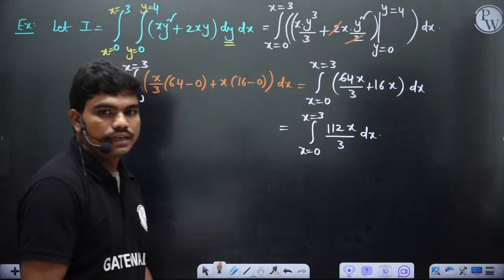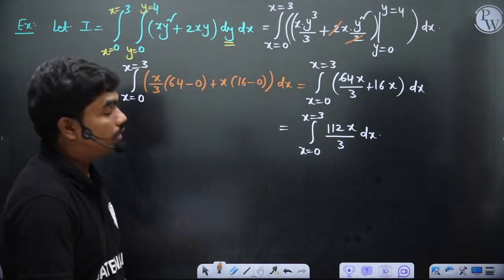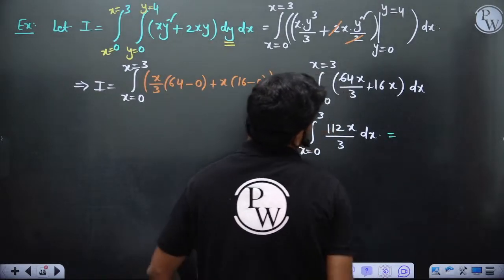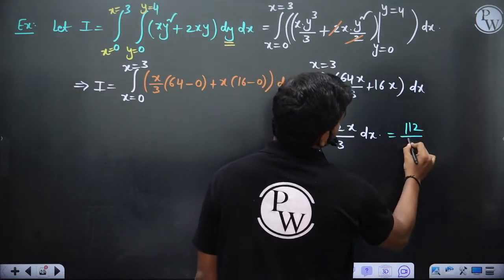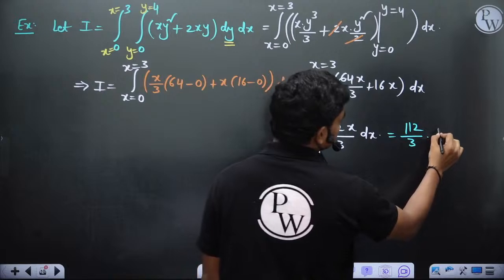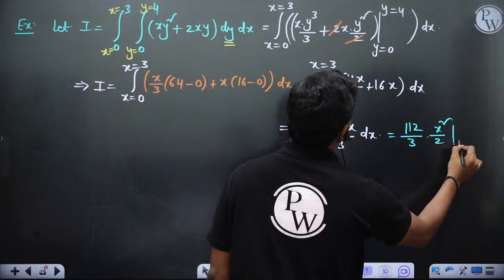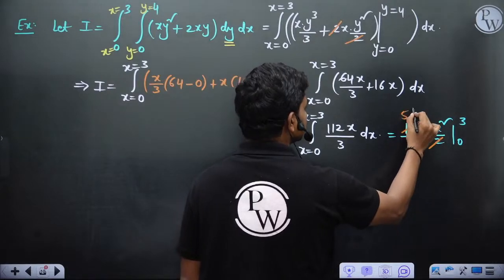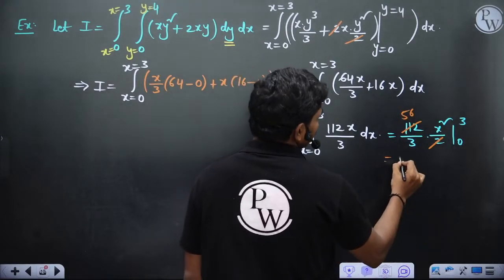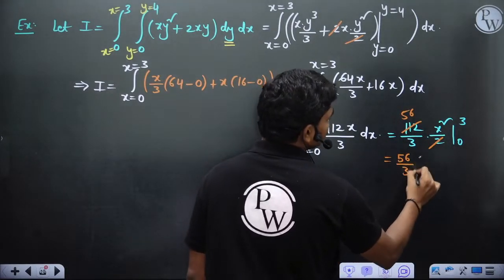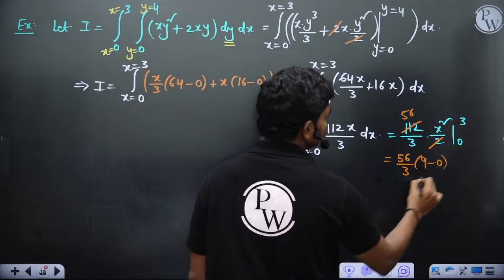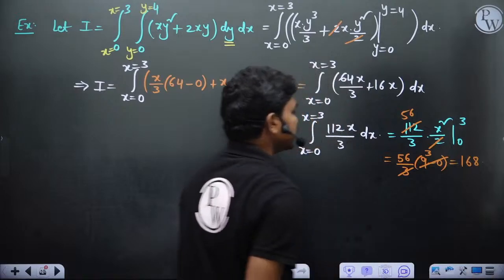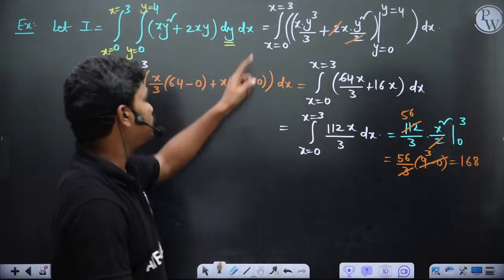Then let's do the integration. Obviously this integral can be solved: 112 by 3 is a constant. Then integration of x dx is x square by 2 within the limits 0 to 3, of course. So if you simplify, 2 cancels 112 giving 56, and 56 by 3 times, if you put the limits, 9 minus 0. Again this cancels 3 times, so 168 is the answer, correct? So this integral value is actually 168.